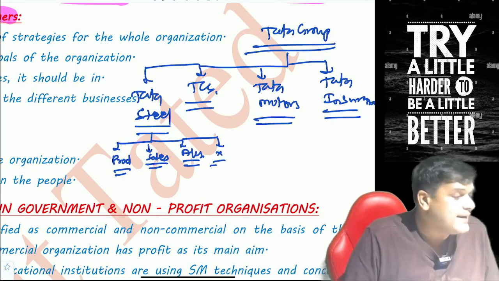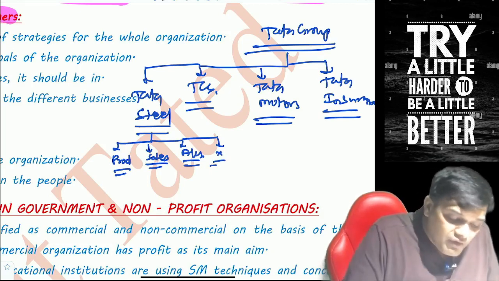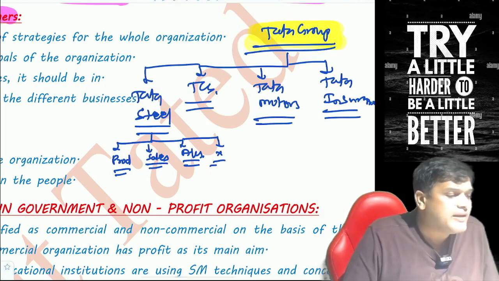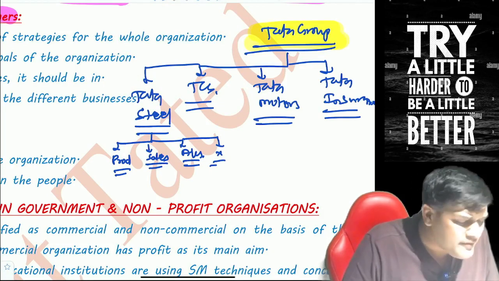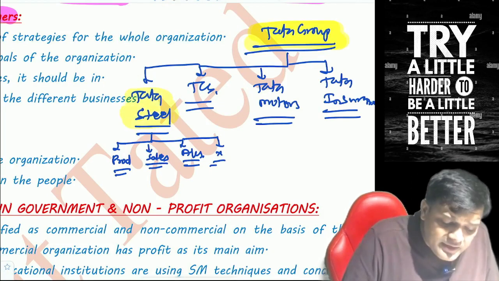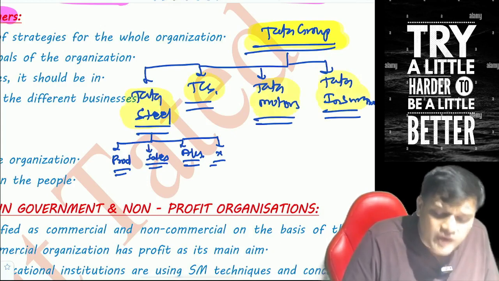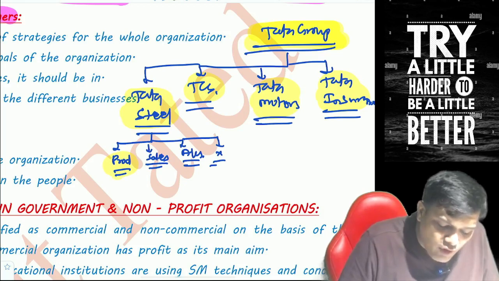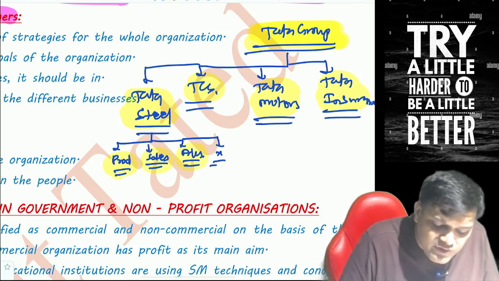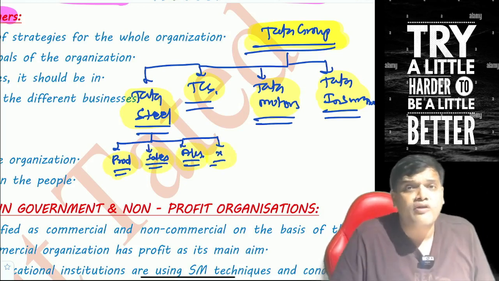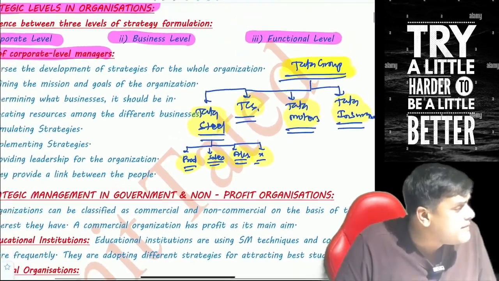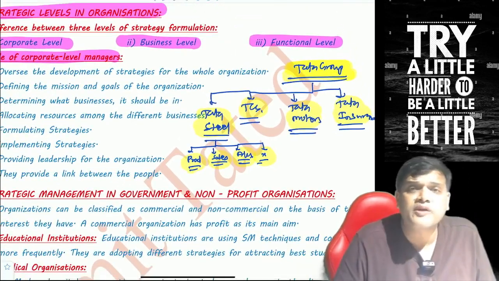Now please understand how these 3 levels come into the picture. First, when I discuss the 3 levels, Tata Group is nothing but the strategic level. Everybody with me? Strategic level. Tata Steel, Tata Consultancy, Tata Motors, or Tata Insurance, these are called business level. And under business level, production is called functional level, sales is called functional level, accounts is called functional level, or any other department is called functional level. So whenever we discuss the 3 levels, they should not be mixed with top, middle, lower.